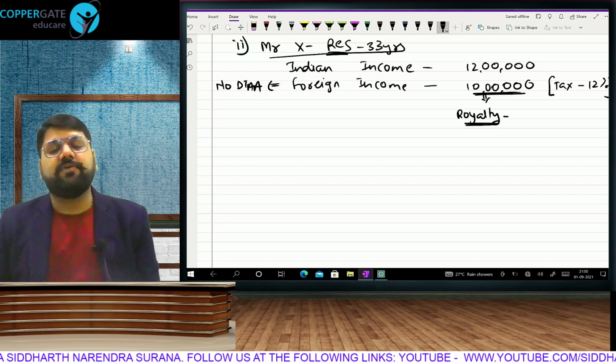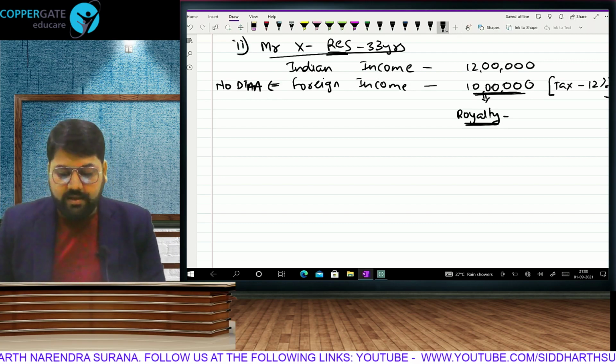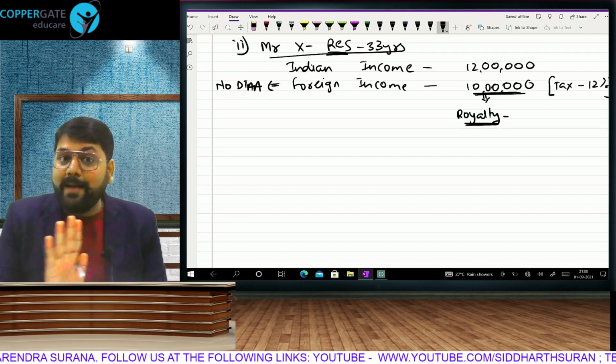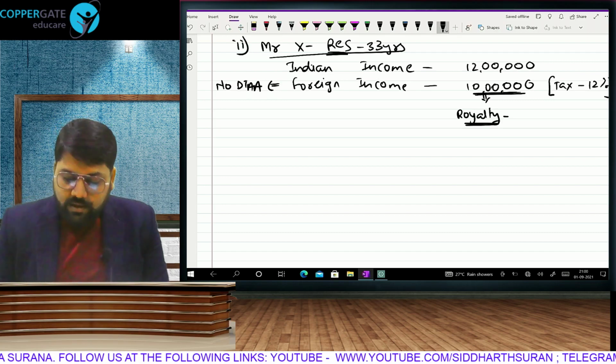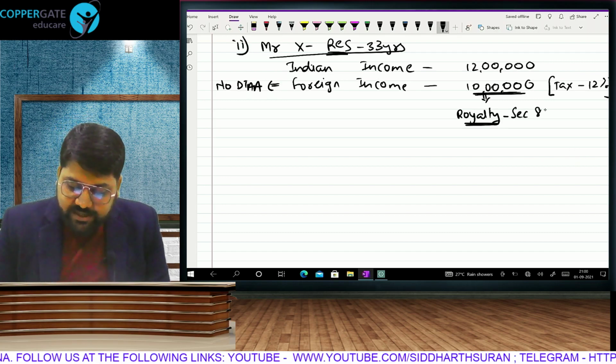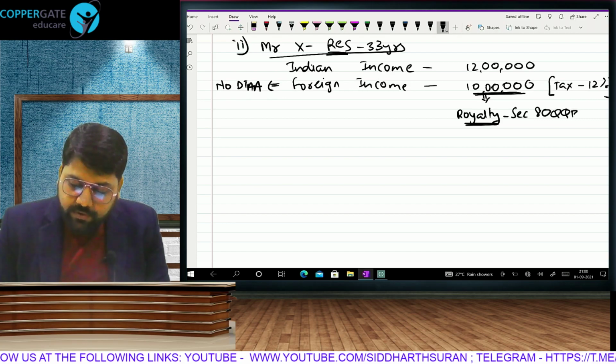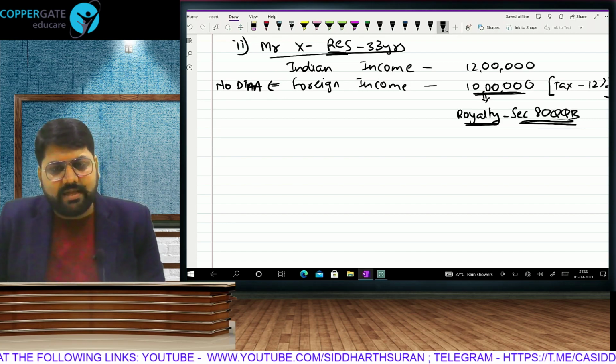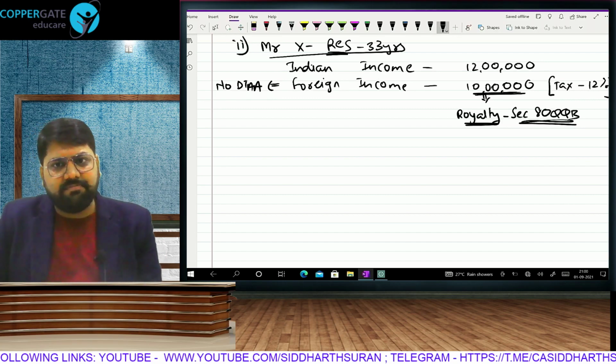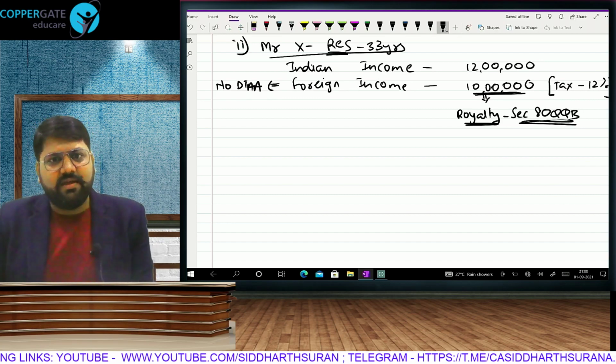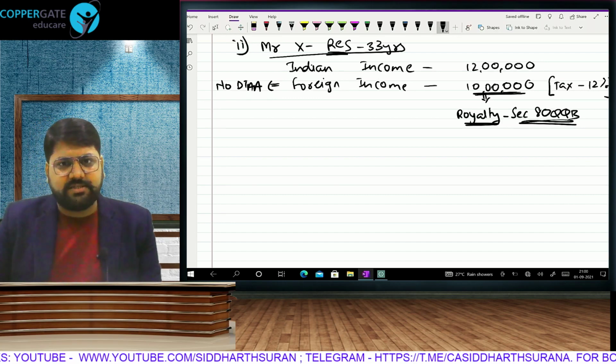And just a piece of information about this royalty income in income tax. I am not teaching you, I am just telling you. In income tax, there is a section 80QQB. I know you don't know anything about the section, but by looking at the number of the section, at least you can identify that it is a part of deductions under chapter 6A.